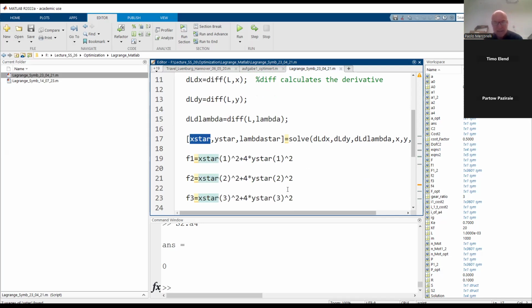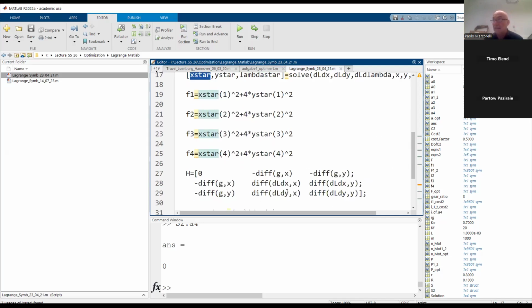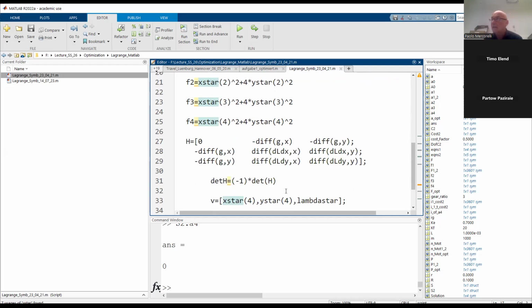And then, of course, we can see here that I can build the matrix of the bordered Hessian. The Hessian, excuse me, the bordered Hessian, is a matrix which states the second derivative. I don't know if you remember, to classify minimum, maximum.